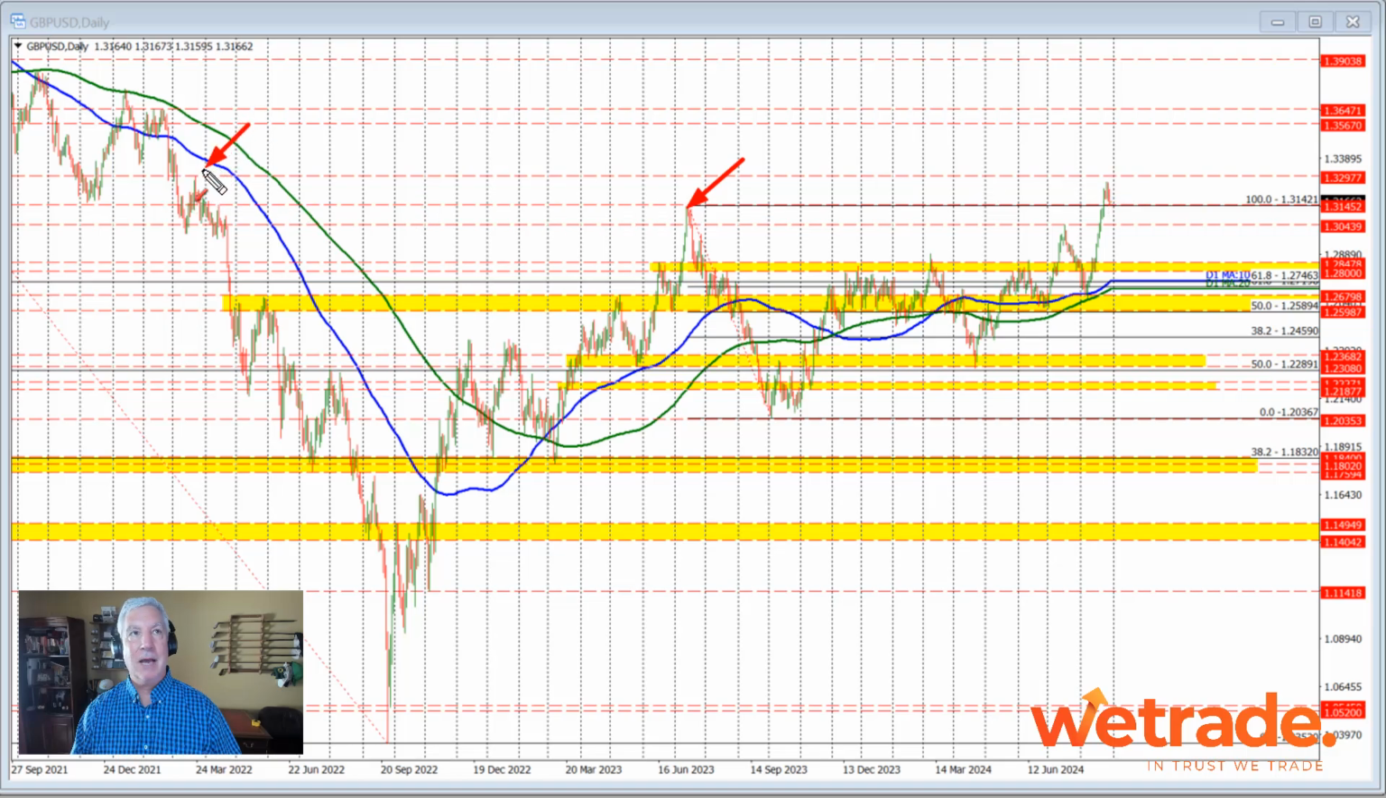But we did have this target up here at the 1.3298 level, right around the 1.33 level. But as you can see, we fell short of that level when we started to rotate to the downside in trading yesterday and into today.